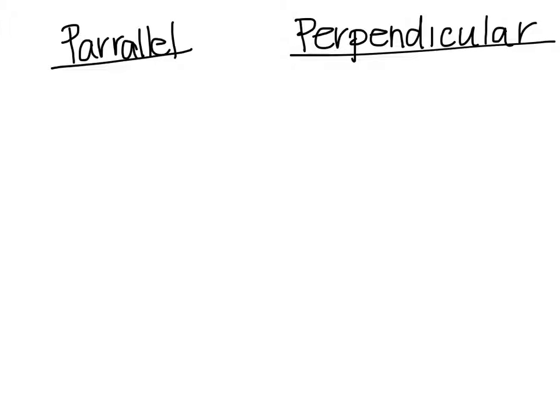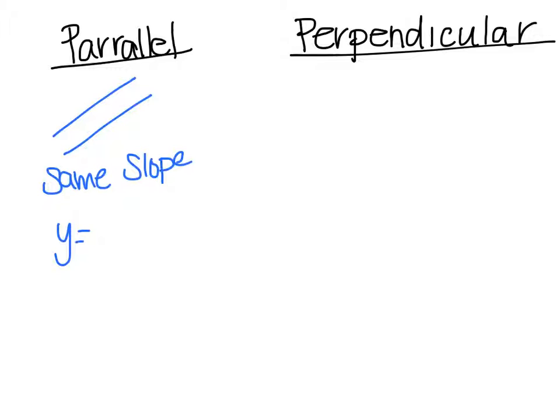Parallel versus perpendicular. Parallel lines look like this. They never touch. They have the same slope. So if I'm comparing two lines that are parallel, they would look something like this: y equals 2x plus 5 and y equals 2x minus 3. Notice that the slopes are the same.